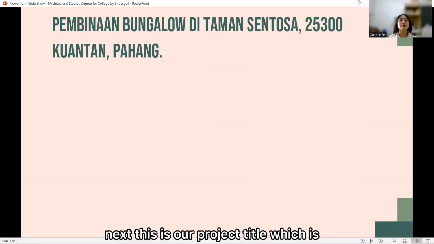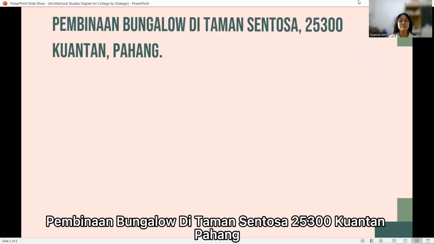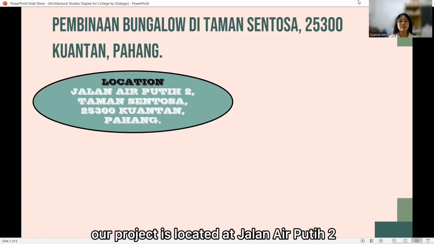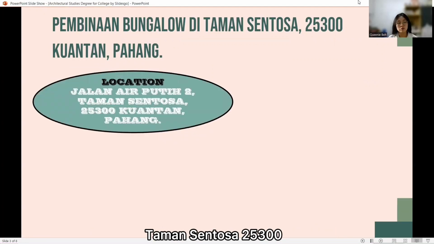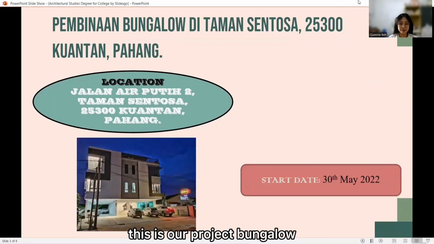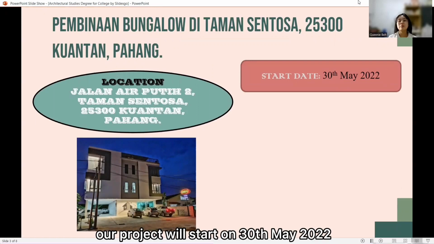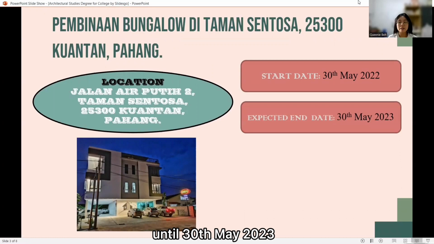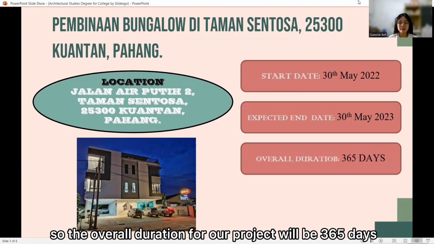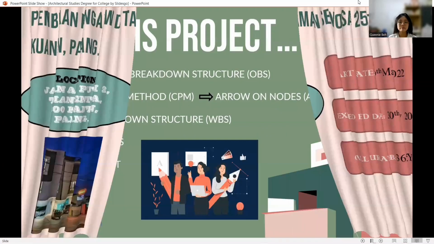Next, this is our project title, which is Pembinaan Banglo di Taman Sentosa 25300 Kuantan, Pahang. Our project is located at Jalan Air Puteh 2, Taman Sentosa 25300 Kuantan, Pahang. This is our project bungalow. Our project will start on 30th May 2022 until 30th May 2023. So the overall duration for our project will be 365 days, which is 1 year.